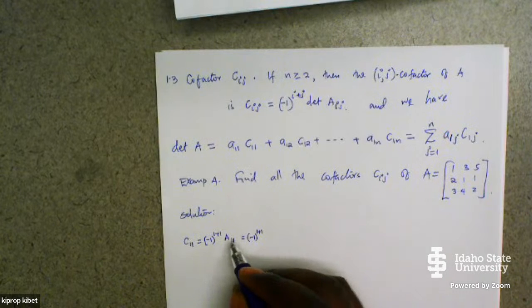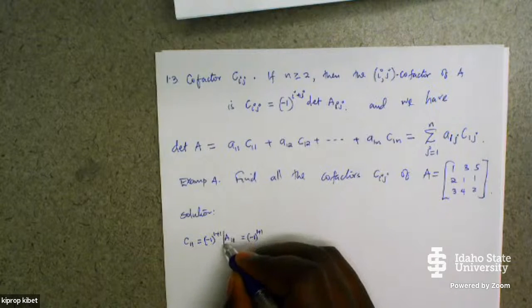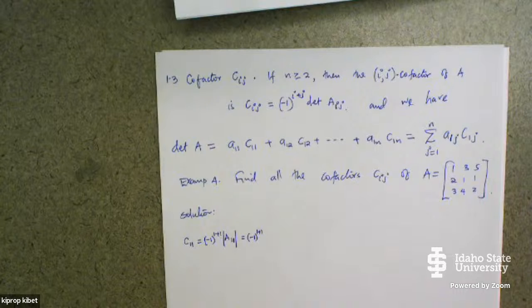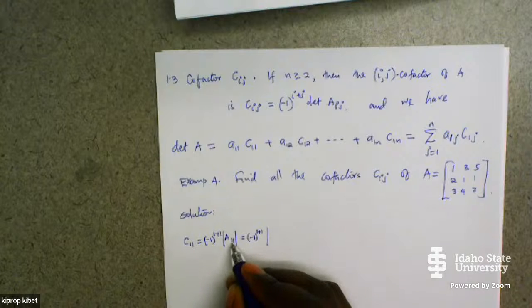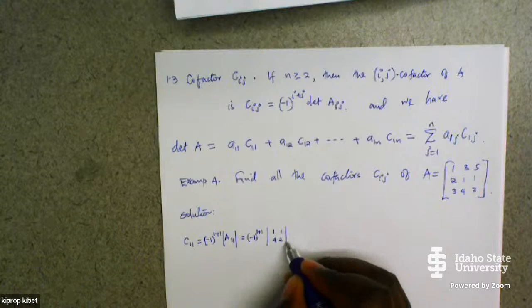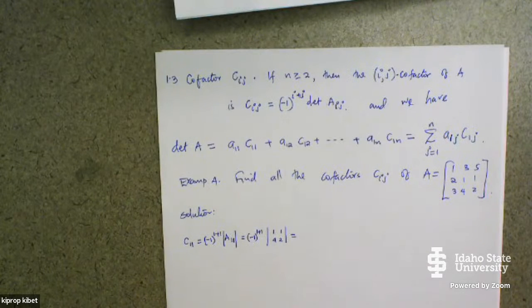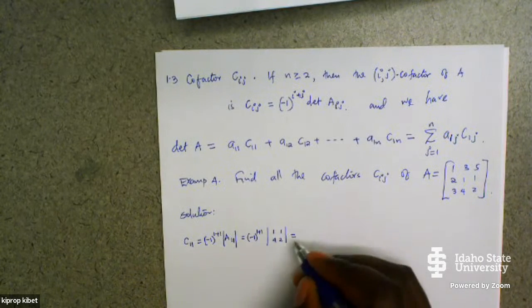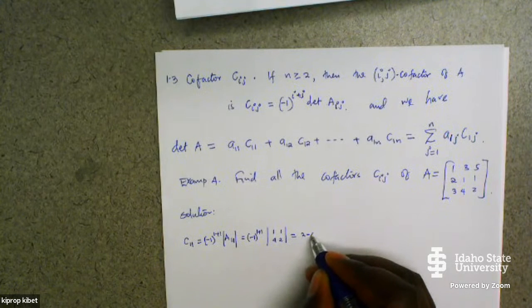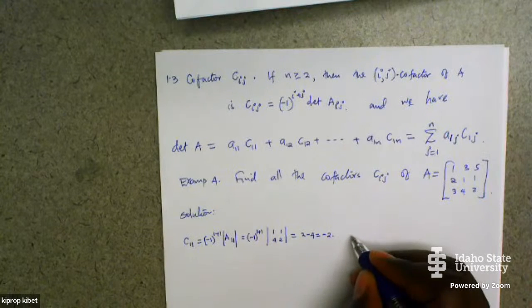Sorry, let me put here the determinant of A11. So the determinant of A11 there is the determinant of 1, 1; 4, 2. And this is equal to (-1) raised to 1 plus 1, which is 1, times the determinant, which is 2 minus 4, which is equal to -2. Then you carry on like that.